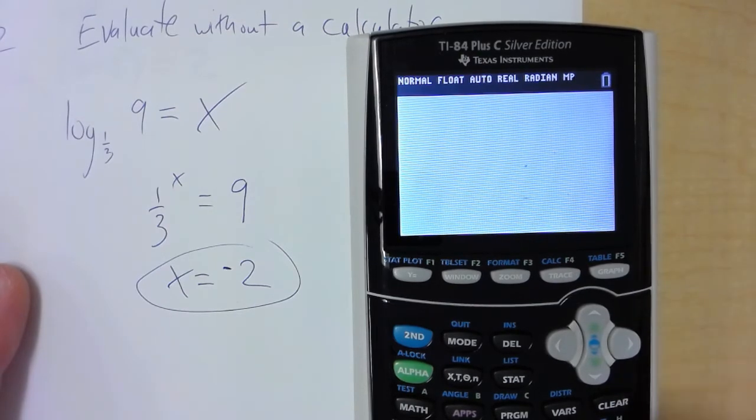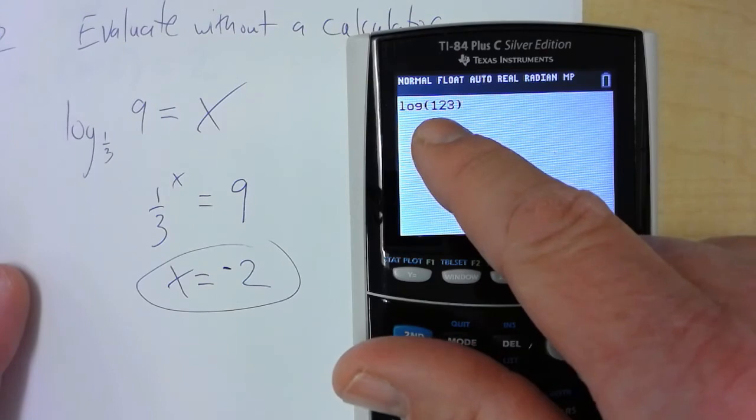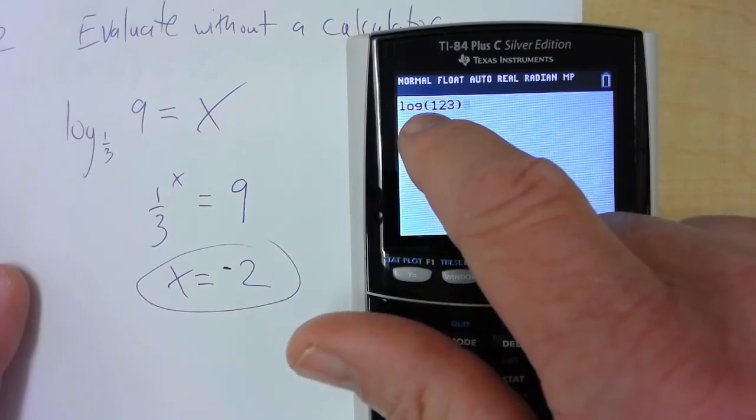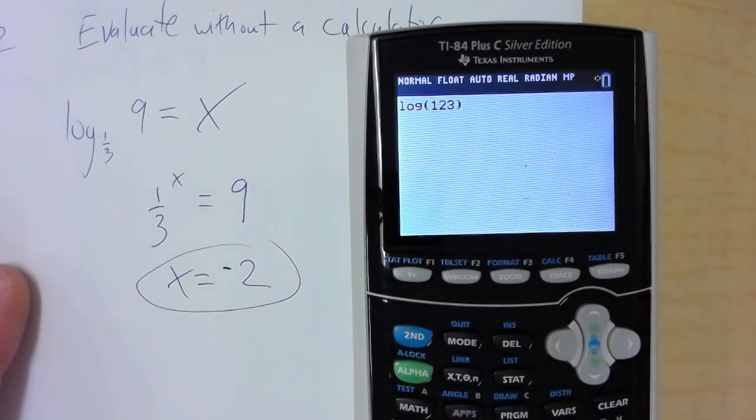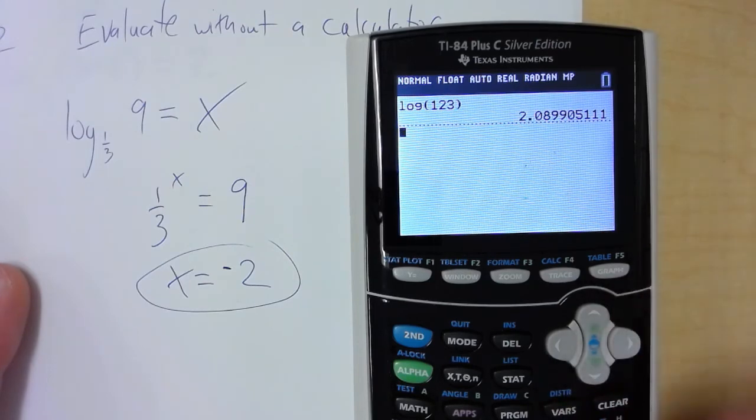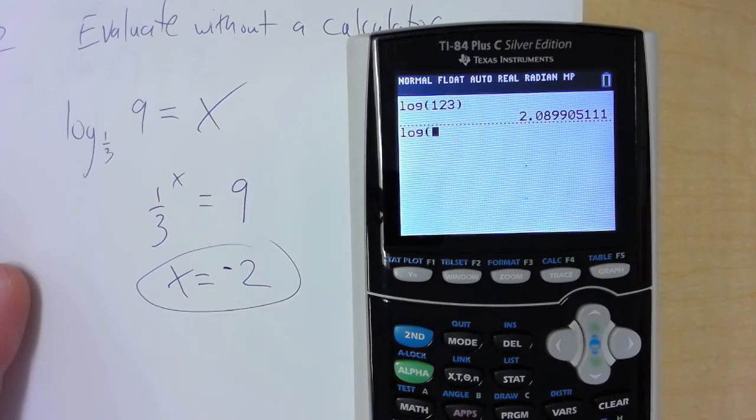So for example, if I have log of 123, the answer for that is going to be 2 something, because the hundreds place is the largest place value. So it's going to be 2.0 and so on. And if you do a 4-digit number, the answer is going to be 3 something. If we did a 5-digit number, right? So we do log of a 5-digit number.